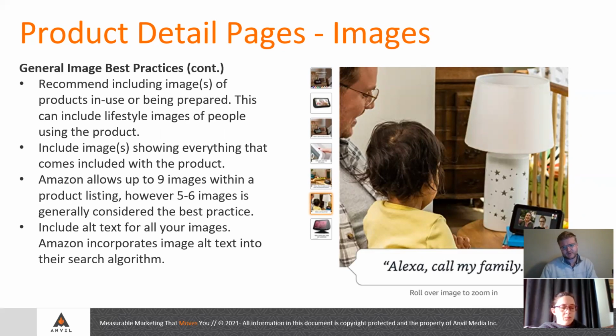Some additional best practices on your images. I recommend you include images of products in use or being prepared. This applies to some products more than others, but if there is a major use case of the product, the example I used here was one of the Amazon Echo products, their video product. You can see they have multiple photos of the product actually in use, like sitting on a nightstand, or sitting on a little table with the family watching it. Oftentimes this can lead to, well, first of all, it demonstrates the use case of your product without even reading a product feature list, which is great.